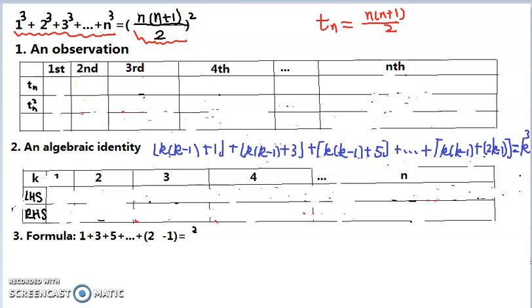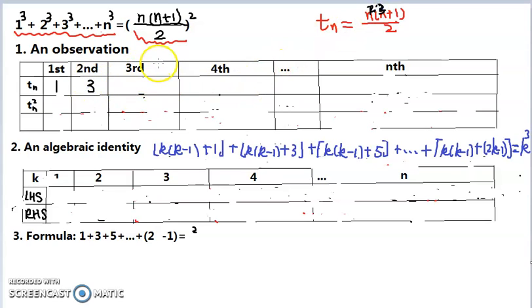So now we're going to put this observation in a chart. In the second row, we're going to list the first few triangular numbers. Say when n equals 1, the first triangular number, we can plug into the formula 1 times 1 plus 1, which is 2, divided by 2. So that gives us 1. And then we're going to replace the n with 2. So 2 times 3 divided by 2, and that gives us 3.